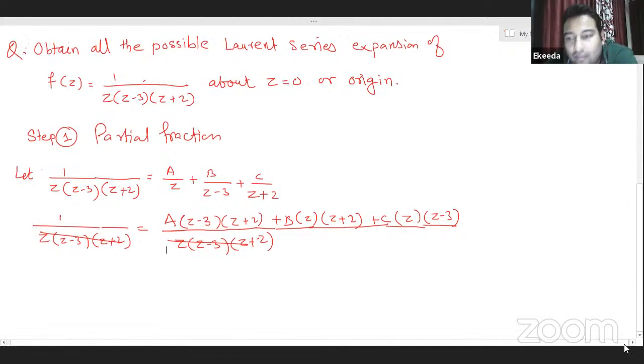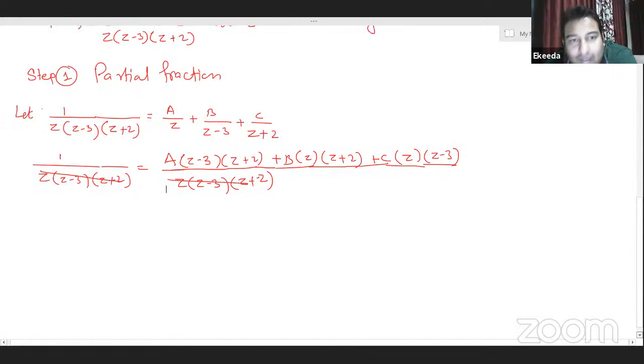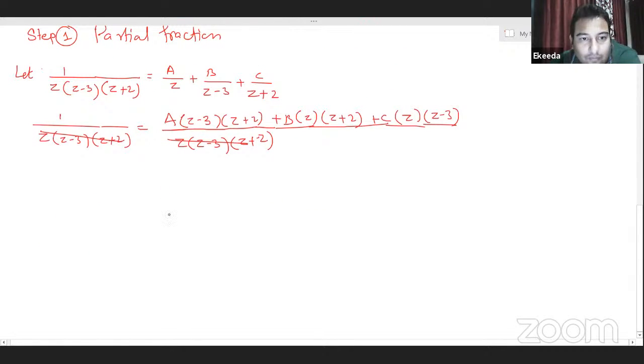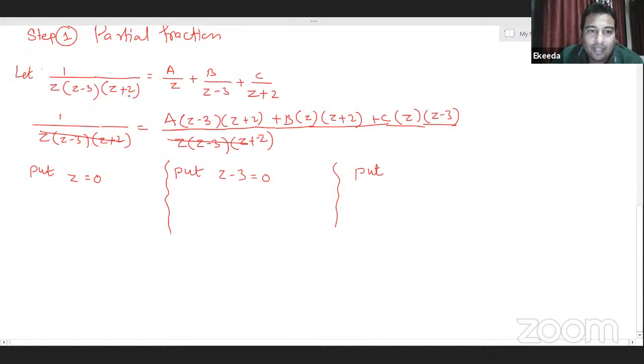Our aim of partial fractions is to get the values of A, B, C. And what is the procedure for getting the values of A, B, C? You need to substitute. So there are three substitutions that I'm going to put here. What are the linear factors in the problem? z is a linear factor, therefore I'm going to put z equal to 0. The next linear factor is z minus 3, so z minus 3 equal to 0. And the next factor is z plus 2, so z plus 2 is equal to 0.